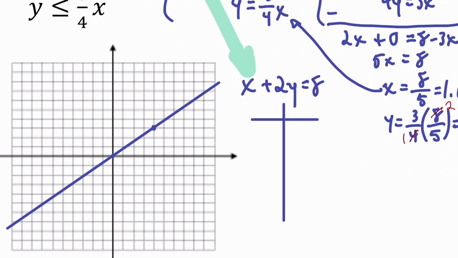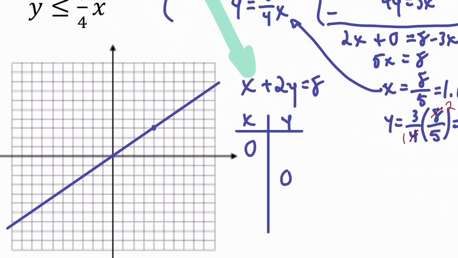we can make a t-table. I say, well, if x is 0, what would the y value be? And if y is 0, what would the x value be? Right? That's x and y intercepts. So if I put in 0 for x, then I'll have 0 plus 2y equals 8, so y equals 4. And if I put in 0 for y, you'll have x plus 0 equals 8, so x equals 8.